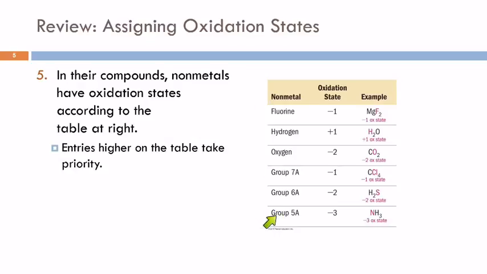The nonmetals, I think of them as wanting to have an oxidation state that is equal to their ionic charge as a monatomic ion. So fluorine as an ion would be fluoride, would have a -1 charge. So fluorine would like to have a -1 oxidation state. Hydrogen as an ion is usually +1. Oxygen is usually -2. And then group 7A, -1, group 6A, -2, group 5A, -3.